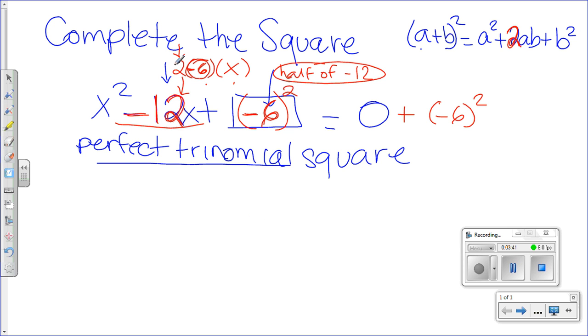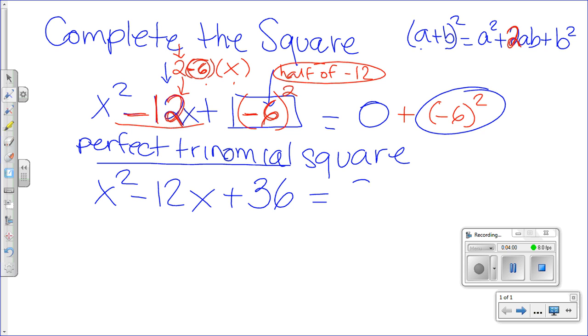And so what we do now is we simplify. So we have x squared minus 12x. Now, what is negative 6 squared? Negative 36? No, positive 36, because negative times negative is positive. And here again we have positive 36. All right. Now that we have done that, we can factor this one into a binomial square.